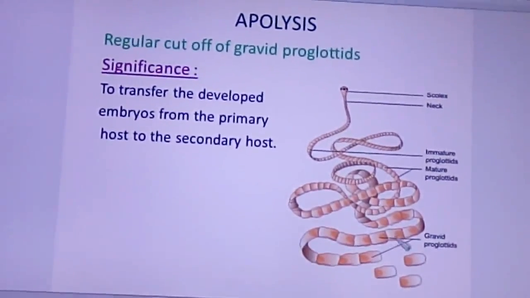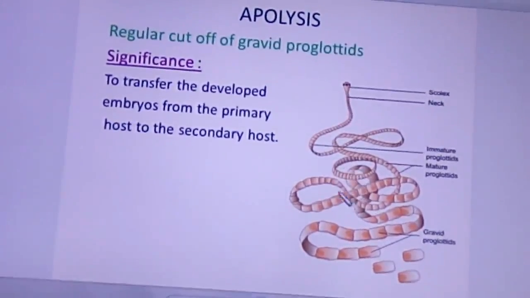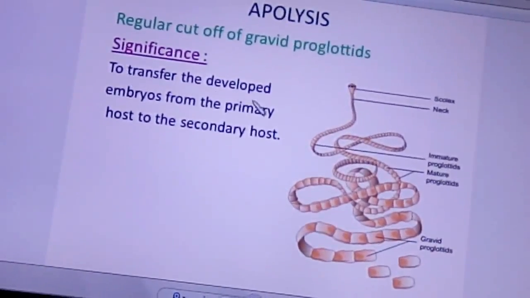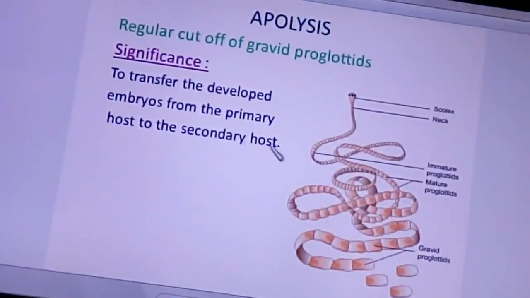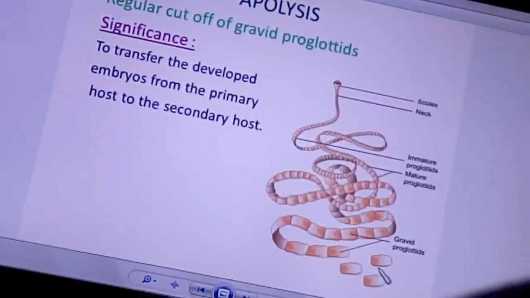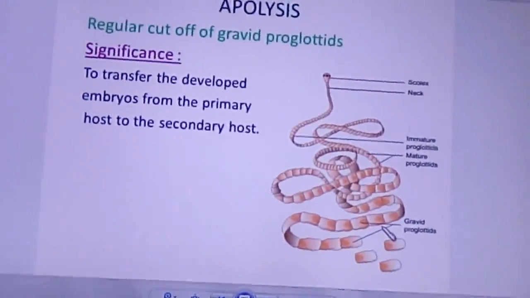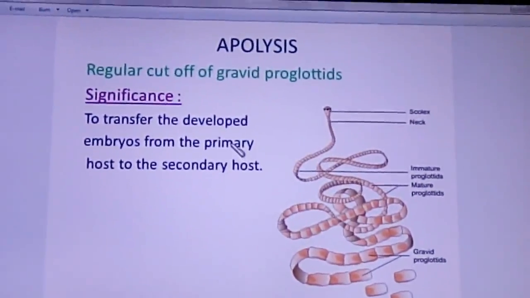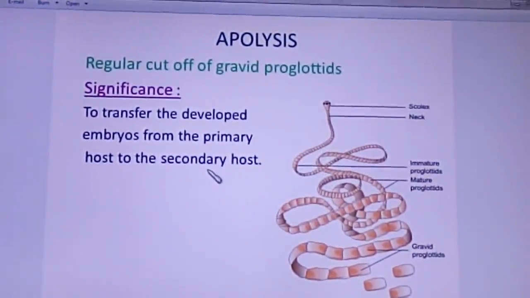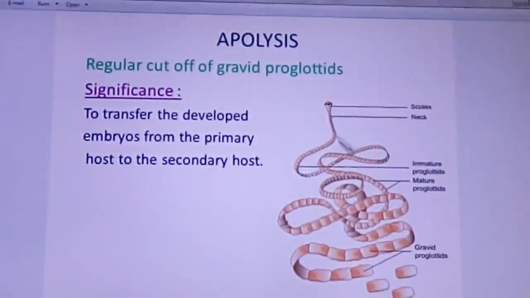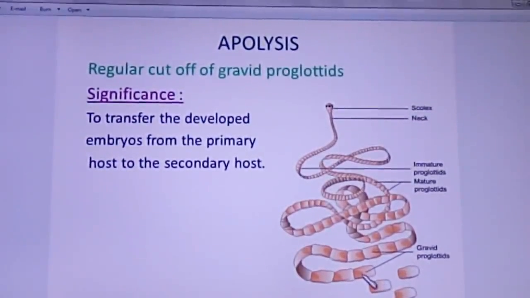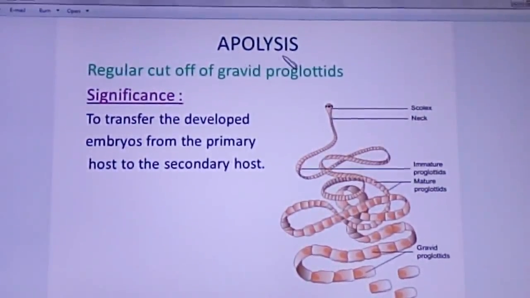Why is it regularly cut off? What is the importance? It is to transfer the developed embryos from the primary host to the secondary host. Each proglottid contains embryos. These embryos have to undergo a life cycle in two organisms: the primary host, man, and the secondary host, pig. So in order to complete its life cycle, the embryos have to be released from the parent body. For that purpose, apolysis takes place.